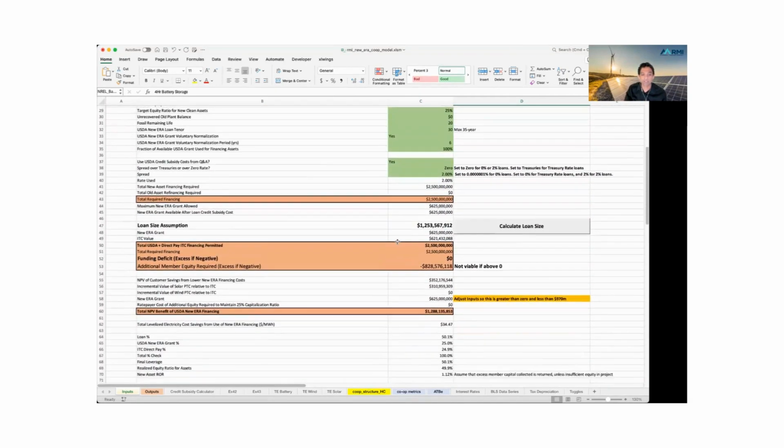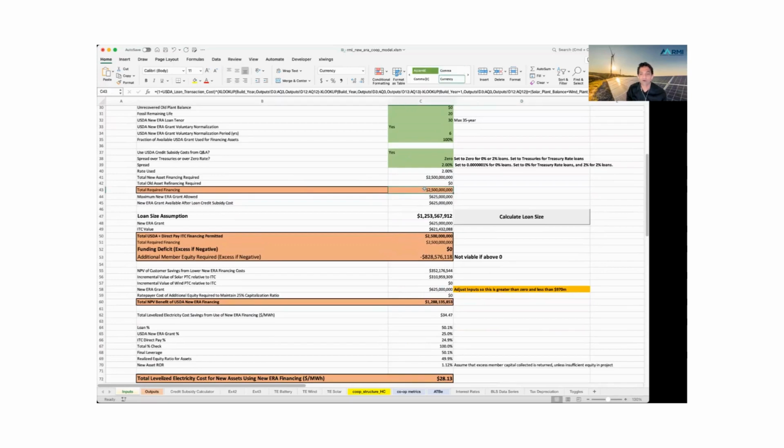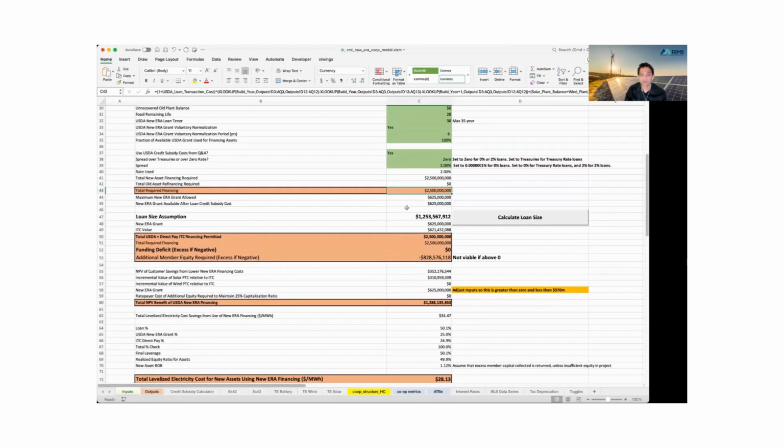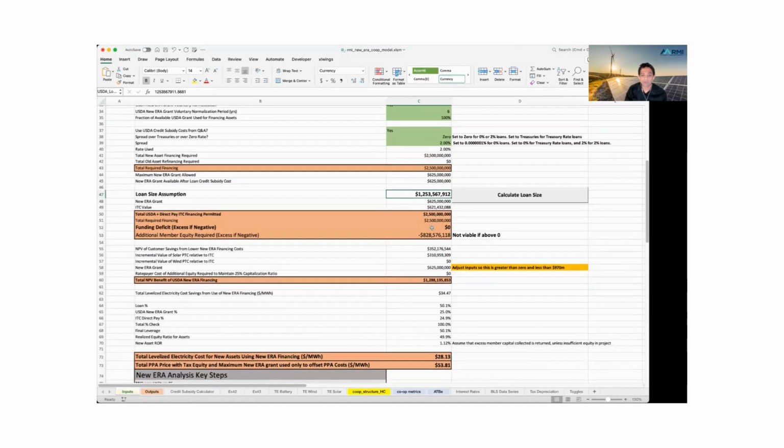You can then come back up to the top, and with that, there is some total required financing that is now calculated in cell C43. And the question is, well, how are you going to make that work? Well, you've chosen some loan size that you're hoping to get from New Era, and there is some amount of grant that is allowed. And now what you do is hit the calculate loan size button, and it helps you figure out what loan you need in addition to the investment tax credit and the New Era grant to actually finance the entire asset. Now, there's a couple of checks on that.